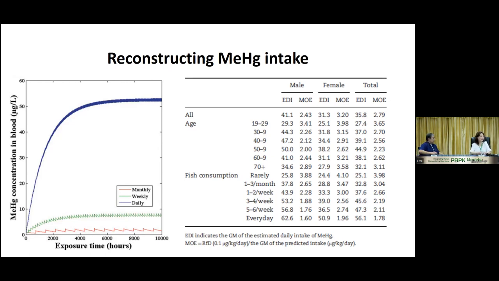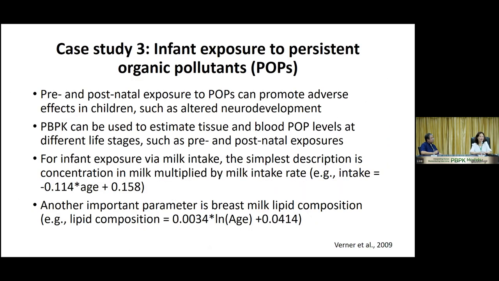So this is the case study methylmercury, and then the next case study is persistent organic pollutants for infant exposure, in this case from milk exposure.